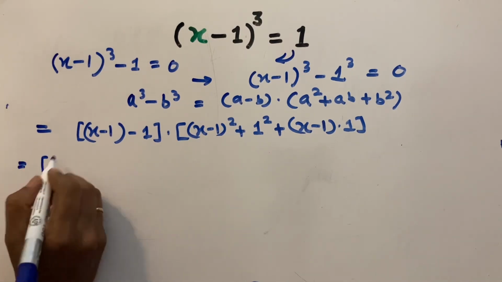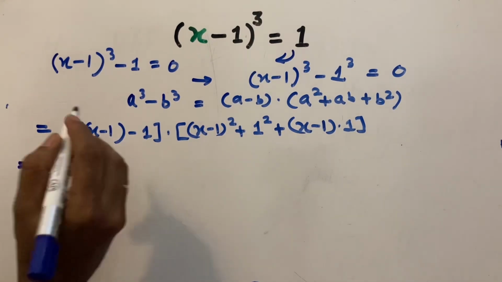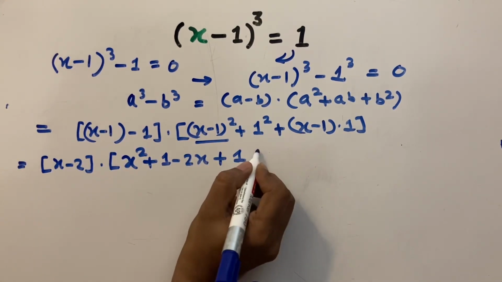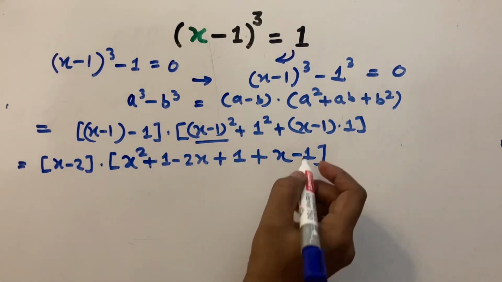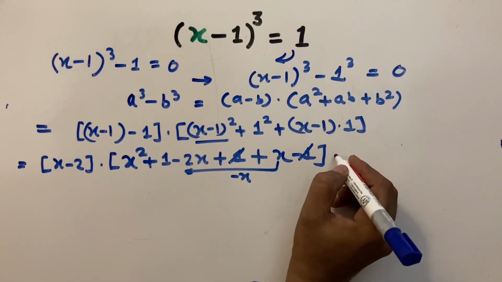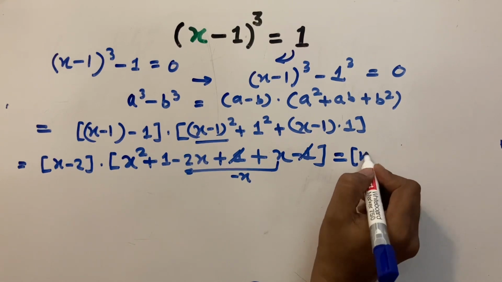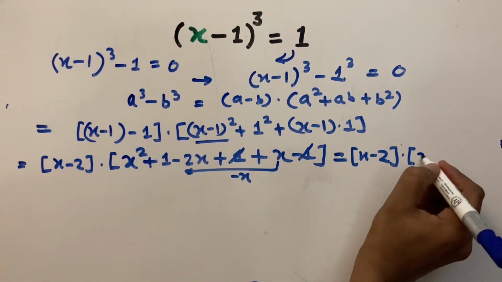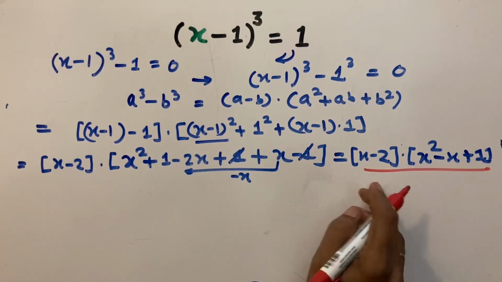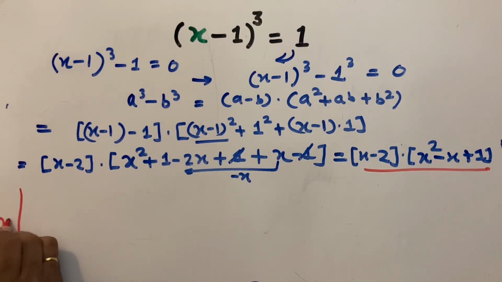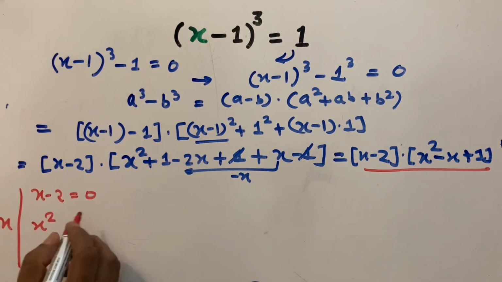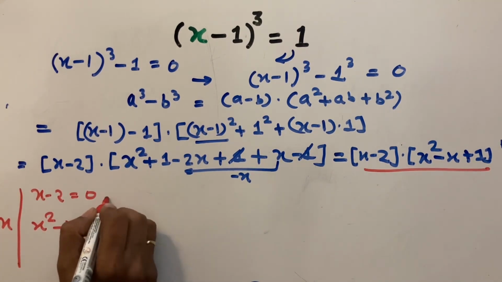This further simplifies to (x - 2) multiplied by (x^2 + 1 - 2x + 1 + x - 1). This 1 cancels, and x - 2x is -x. So this further simplifies to (x - 2)(x^2 - x + 1). Now equating this to 0, we get x - 2 = 0 and x^2 - x + 1 = 0.